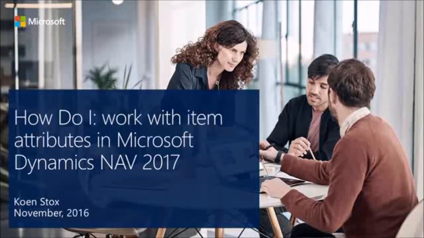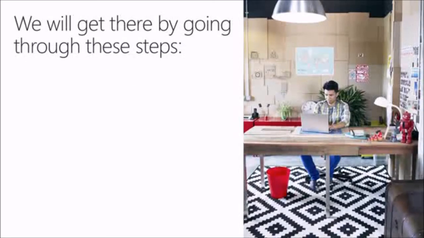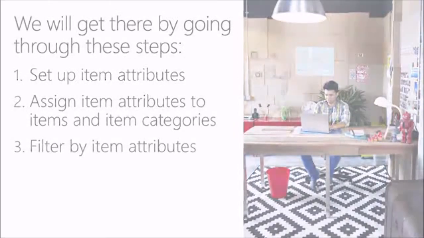In this video, I will demonstrate how to work with item attributes in Microsoft Dynamics NAV 2017. At the end of this video, you will have an idea of how to assign characteristics such as color, material, year, and so on to items in NAV 2017. And we will get there by going through these steps. First, I will set up item attributes. Then I will assign item attributes to items and item categories. And finally, I will filter my items by item attributes.